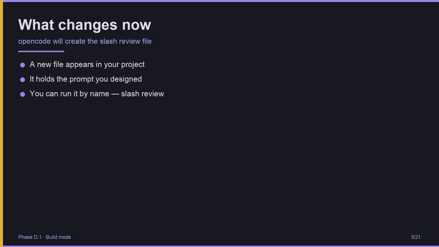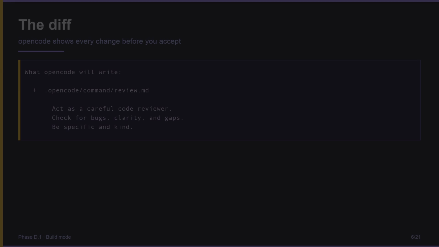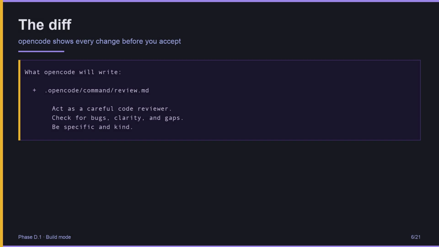So what actually changes when you accept in build mode? For your /review command, a brand new file appears inside your project. That file holds the prompt you carefully designed in plan mode, the role of a careful reviewer that checks for bugs, clarity, and gaps. From this moment on, you can run it any time by typing /review. It is yours.